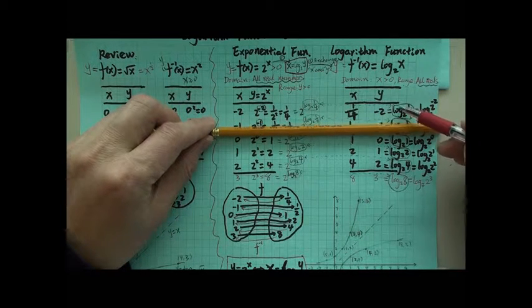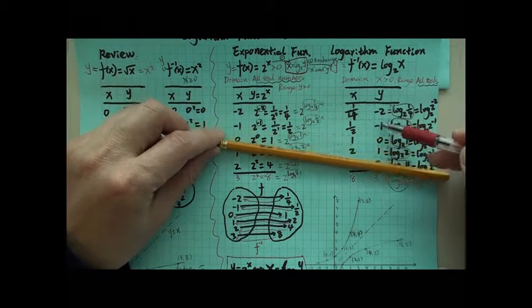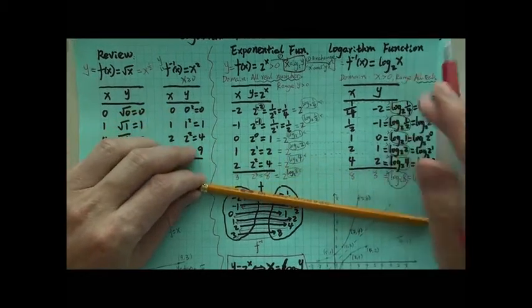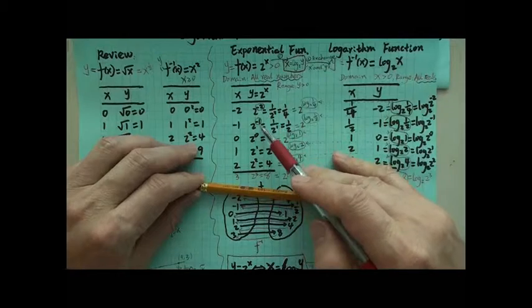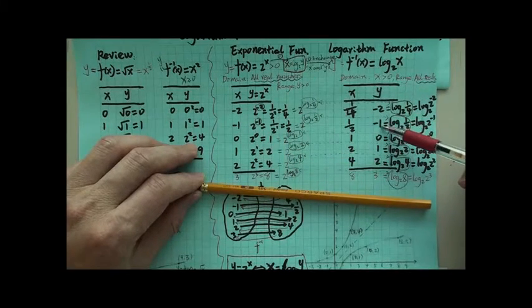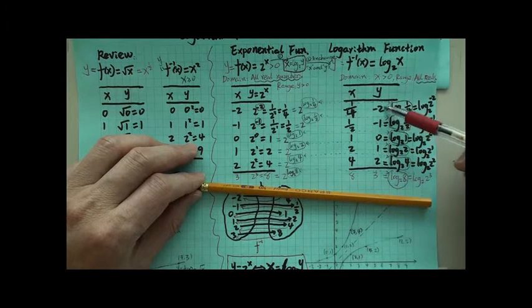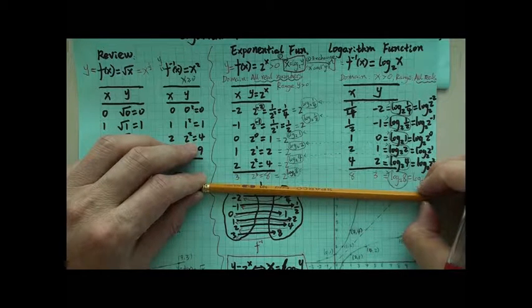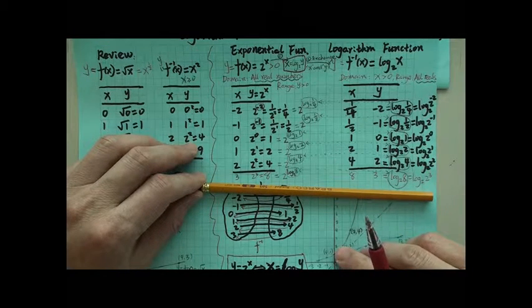Okay, so this answer, eventually, the logarithm is to go back and find out the exponents. All those are exponents. You see right here, -2, -1, 0, 1, 2. All those are exponents. All right. So that's the logarithm function.